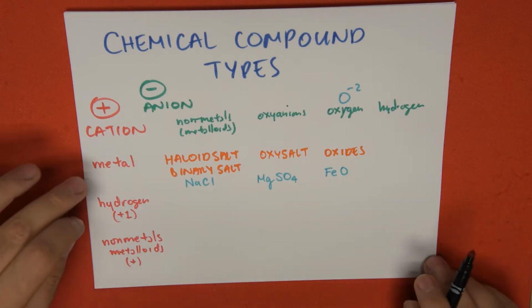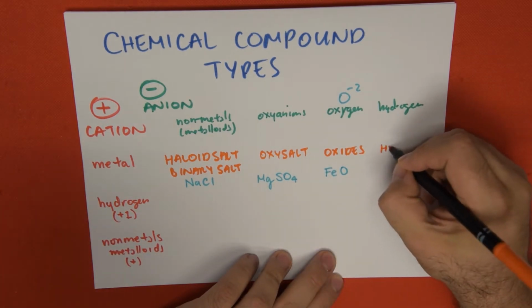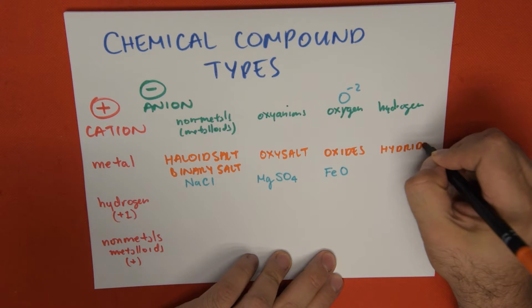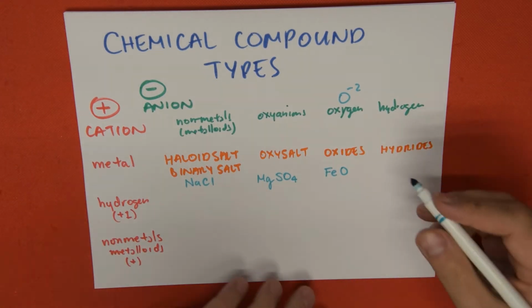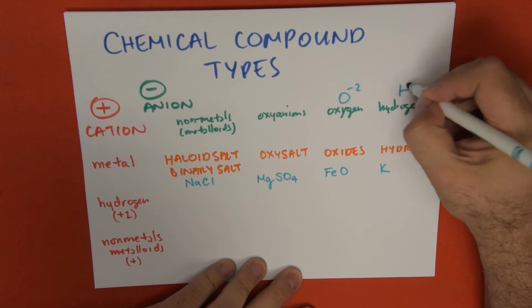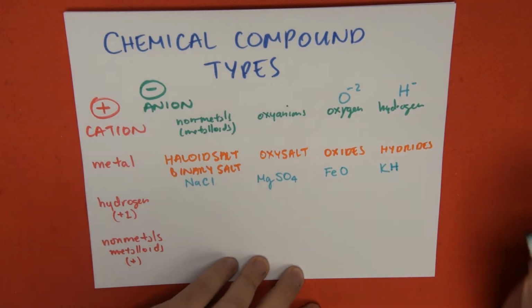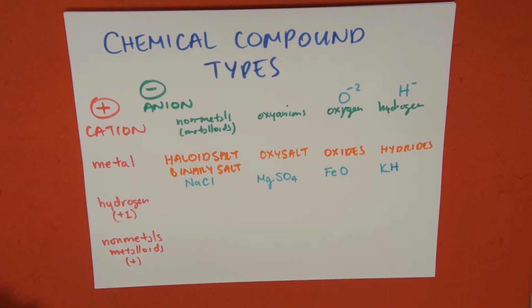Last but not least, when we have metals with hydrogen as an anion, we call these hydrides. And these are easy to identify because we have a metal, for example, potassium, and hydrogen as an anion is always -1, so we get potassium hydride as an example.